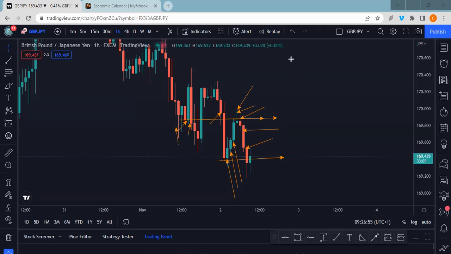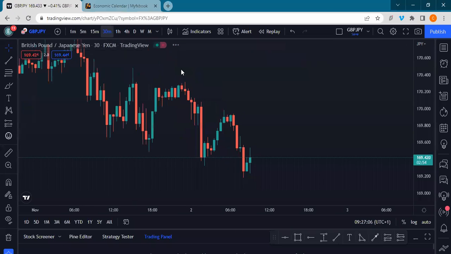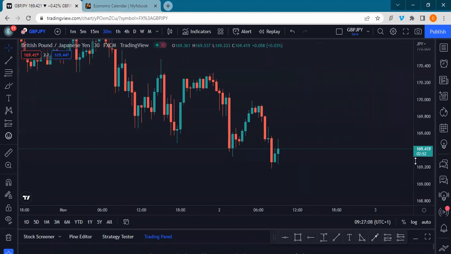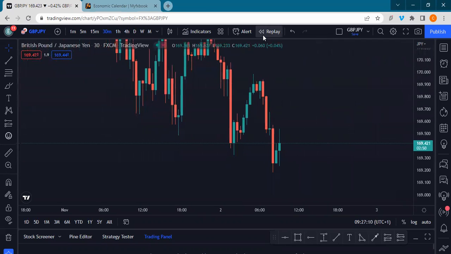Does it make sense? Now, I missed this trade, but one candle does not mean the whole trade, right? So on the 30-minute, I took this trade. That's the second entry, because these opportunities are like buses, right?